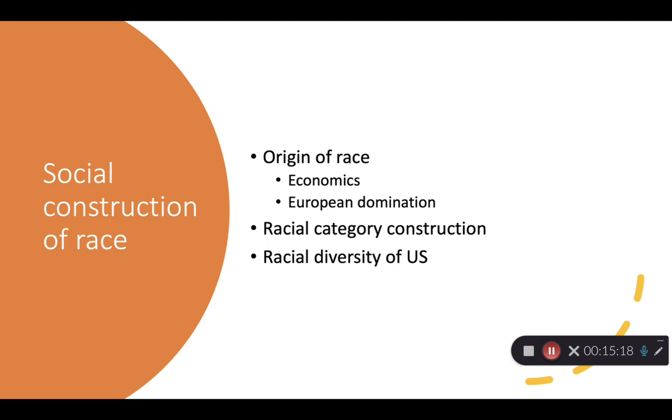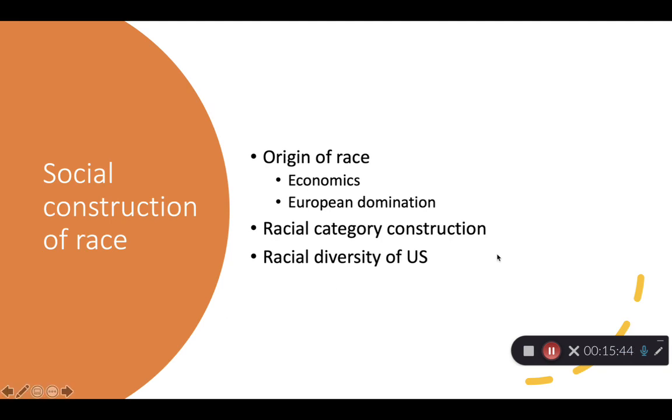Their categories are very blended depending upon how much of what you have of each country of origin, which is just absolutely ridiculous. And so the racial diversity in America in modern times is around 60% European descended or white. You have around 10 to 12% that are African or African American, around 7% that are Asian, 5% Native American.